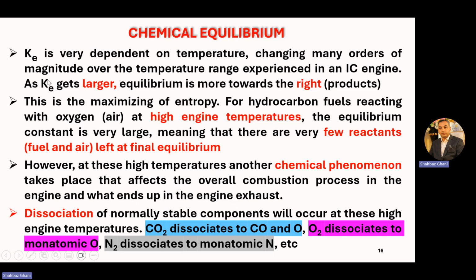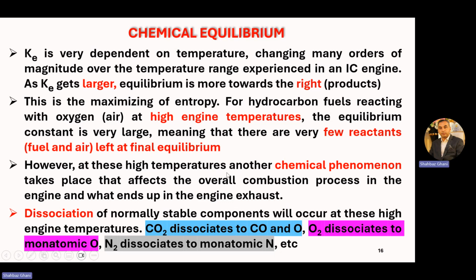So as the chemical equilibrium constant Ke gets larger, equilibrium is more towards the right, the product side. This is the maximizing of the entropy. For hydrocarbon fuels reacting with oxygen in air at high engine temperatures, the equilibrium constant is very large, meaning that there are very few reactants, fuel and air, left at final equilibrium.